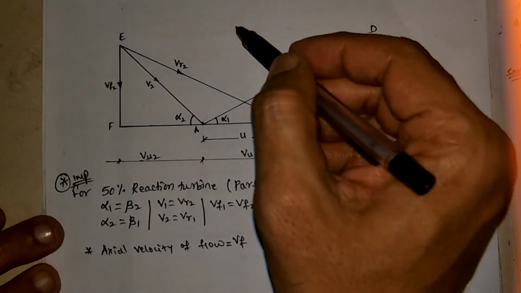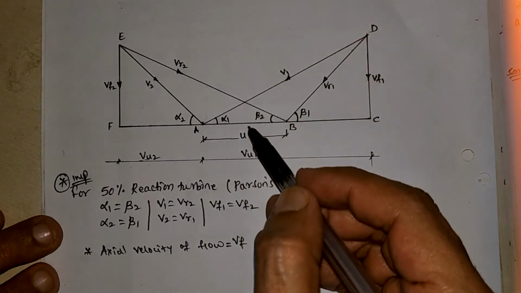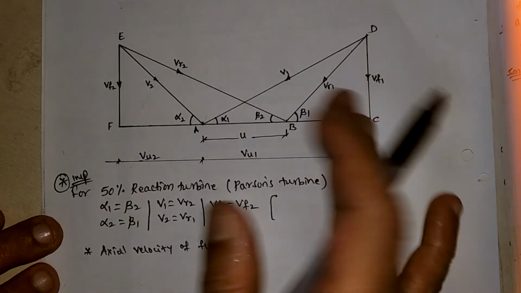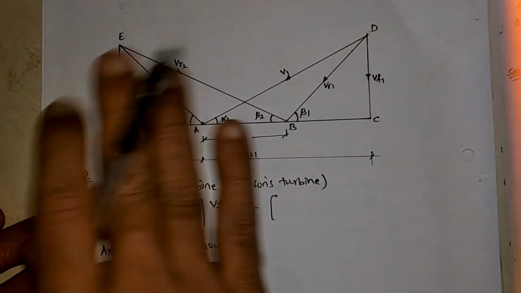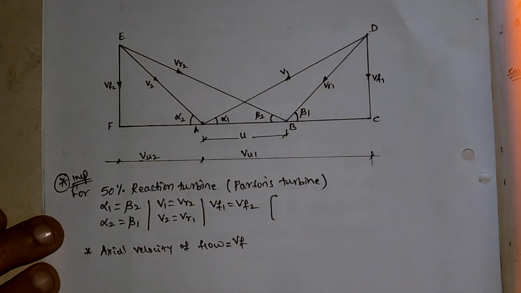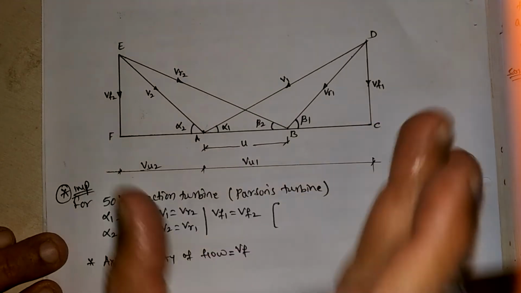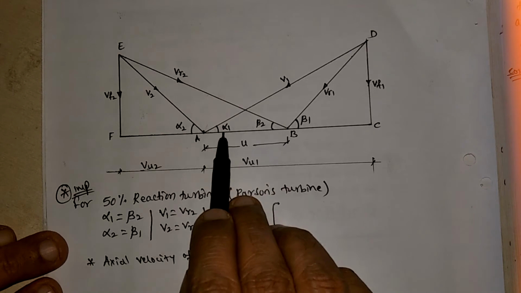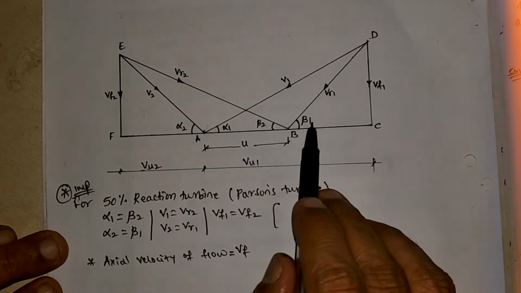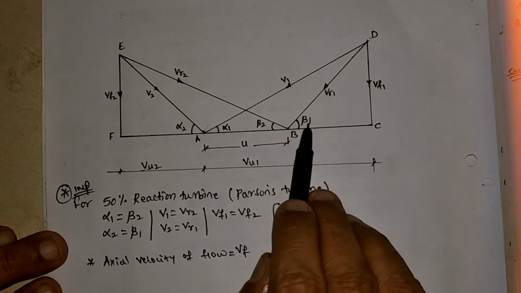And always remember, if we cut this velocity triangle on the y-axis, a mirror image will be formed. If I cut this at the center, right, a mirror image will be formed. So that is nothing but a Parsons turbine, right? So this is the general diagram for Parsons turbine. So make sure that alpha 1 is equal to beta 2, these two angles are similar. Then beta 1 is equal to alpha 2, these two angles will remain the same, right?